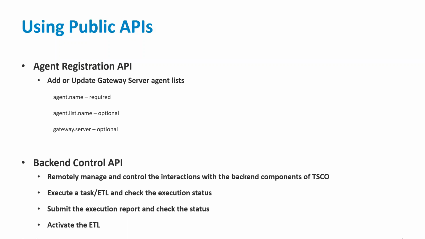The Backend Control API enables you to remotely manage and control the interaction with the backend components of TSCO. For example, you can execute a task or ETL and check the execution status, submit the execution report and check the status, activate an ETL.